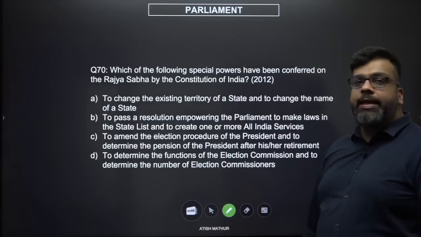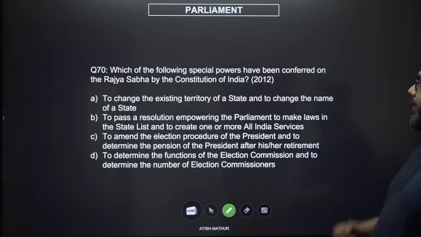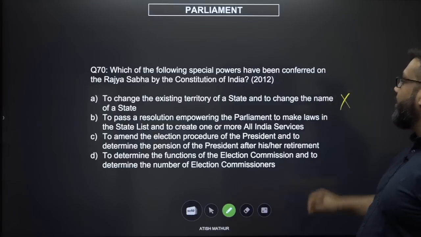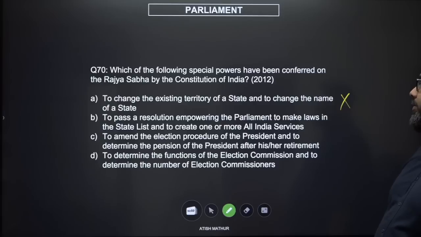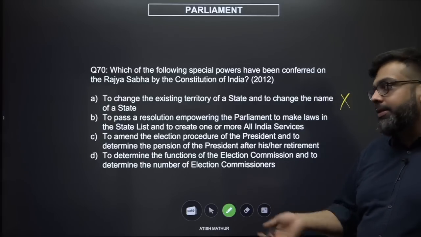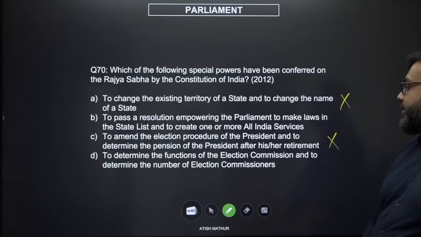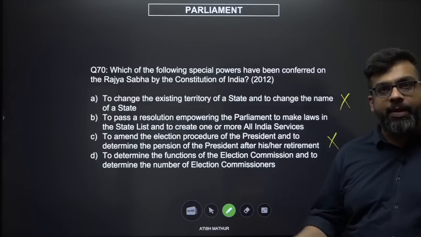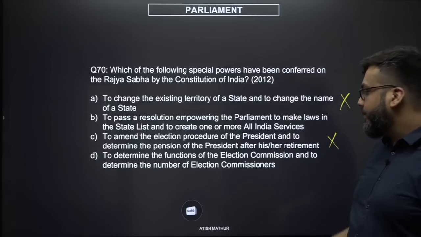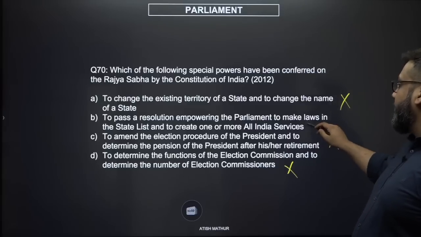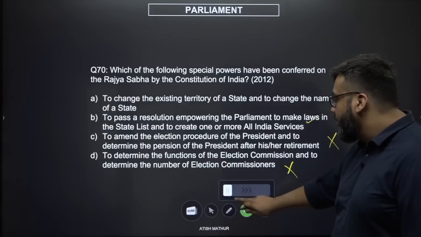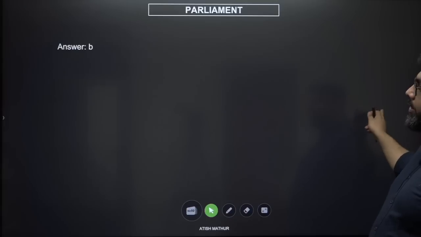In case you're slightly confused about this, argue the opposite. To change the existing territory, the center is stronger than the states, the parliament as a whole participates, no special power here. To amend the election procedure of the president, why would you give the Rajya Sabha the special powers? The president is elected by both the center and the states. To determine the functions of the election commission, why would the Rajya Sabha get special powers for this? The election commission conducts elections for not only the center and the states, but the president and the vice president as well. What you are left with is option B, to pass a resolution empowering the parliament to make laws and to create one or more all India services. The answer is B.